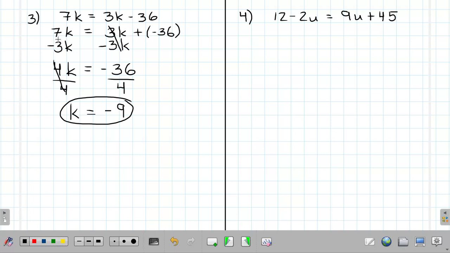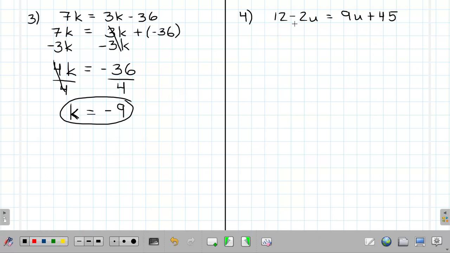Now, that's not to say you could have subtracted 7k from both sides here. In that case, you would have had 0 is equal to negative 4k plus 36, or plus negative 36. And then, once again, I probably wouldn't have done it that way because I don't like having 0 on one side of my equation. But once again, it would still work out. Any way you did it, you should still get the same answer, k is equal to negative 9.